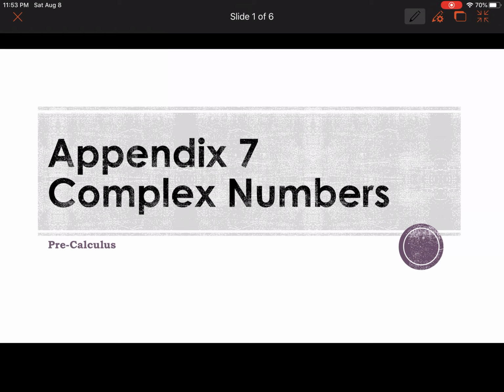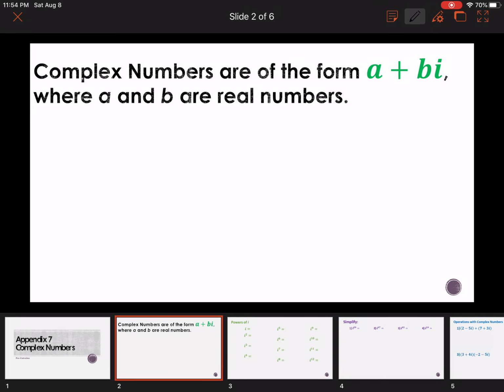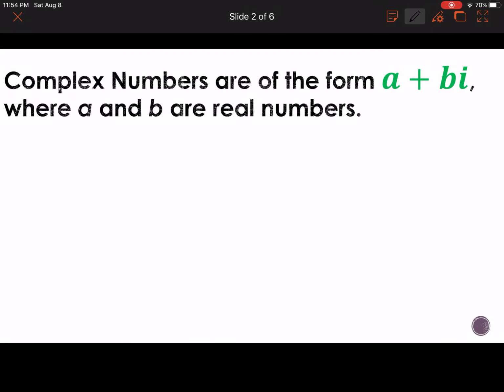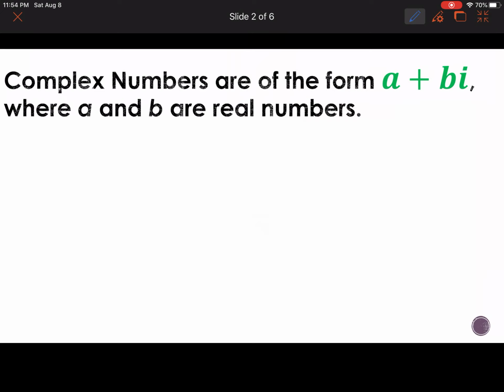Okay, so now we're going to start Appendix 7, which covers complex numbers. So what is a complex number? The definition of a complex number is any number in the form a plus bi, where a and b are real numbers. Okay, so for example, you could have a real number of 5 being added to a negative 2i. Because you have a real being added to an imaginary, it is complex.